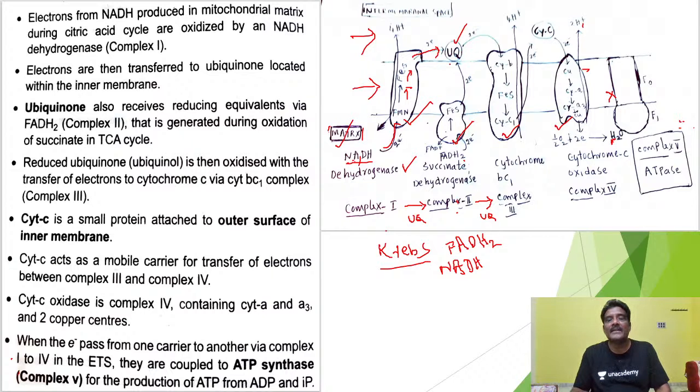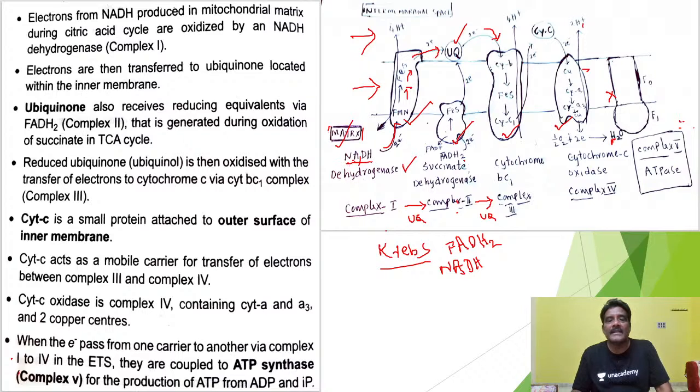This is a mobile carrier. I mean, it picks up the electron from complex 1 and transfers this electron onward, in this direction. Already I mentioned the movement of the electrons: complex 1 to ubiquinone, ubiquinone to complex 3. Complex 2 here is succinate dehydrogenase. That point you have to understand.